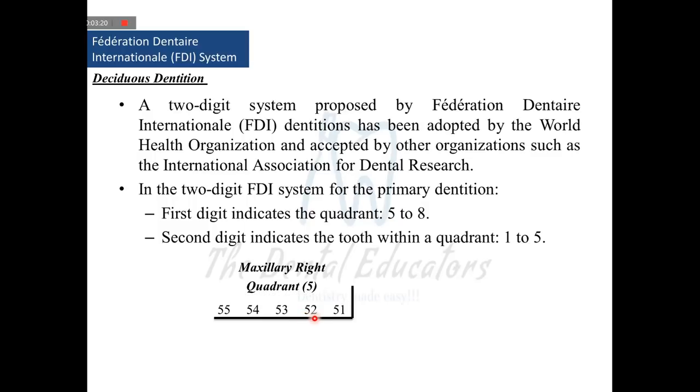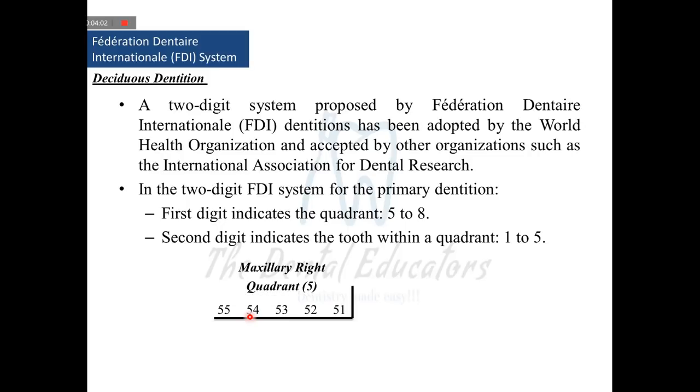Then for the next tooth, we write 5-2. The 5 represents again the maxillary right quadrant, whereas the second digit represents that it is the second tooth from the midline, that is the lateral incisor. So the lateral incisor of the maxillary right quadrant will be mentioned as 5-2. Now going on to the third tooth from the midline for the maxillary right quadrant, we will write 5-3, where 5 represents the maxillary right quadrant, and the second digit represents that it's the third tooth from the midline, that is the canine.